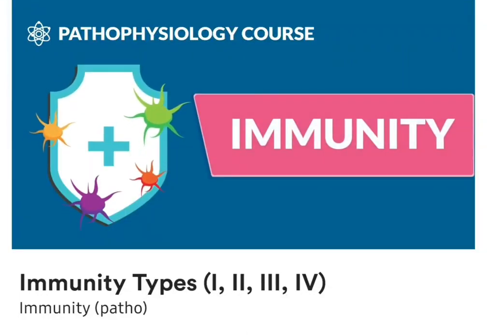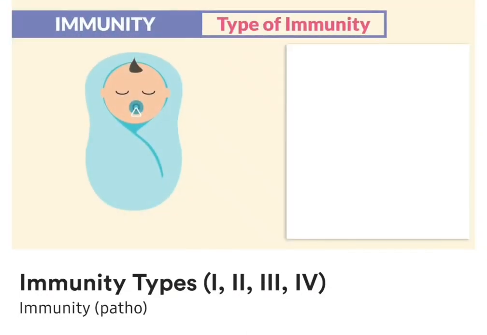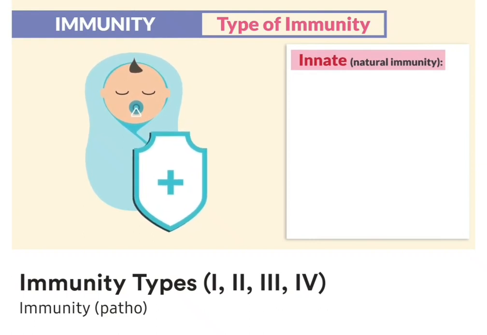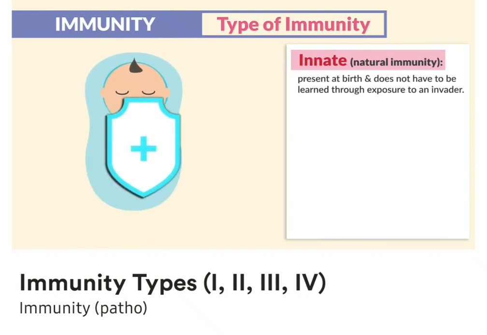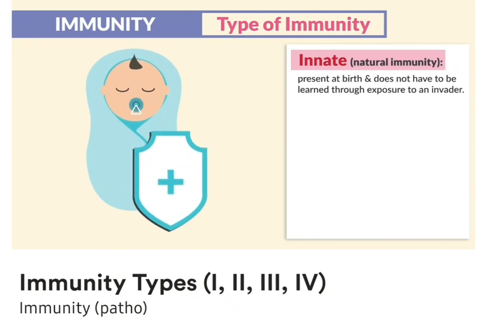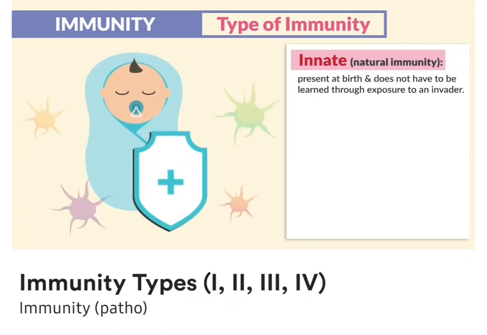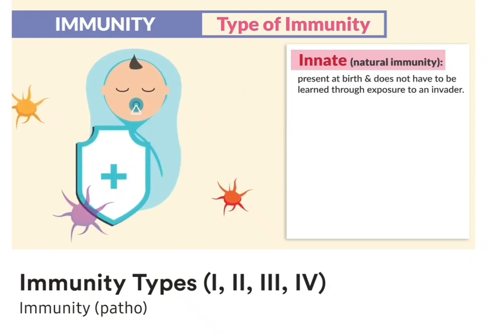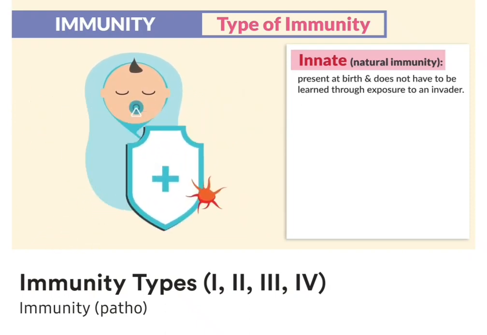Now for immunity. There are different types of immunity. So first up is innate or natural immunity. It's so named because it's present at birth and does not have to be learned through exposure to an invader. Hence, it is natural immunity or a natural response to an allergen or invader.